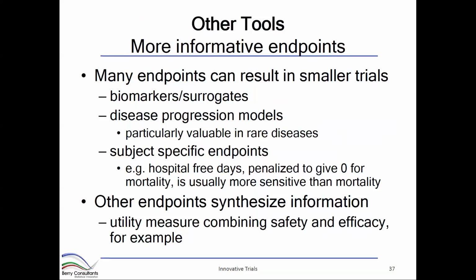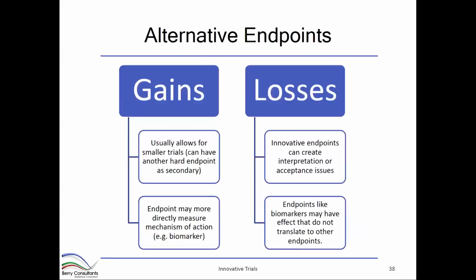There are also endpoints which synthesize information, utility measures which combine safety and efficacy, for example. All of these things are aimed at allowing for smaller trials. So we can have another hard endpoint as a secondary endpoint, but all of these are aimed at, can I get the answer with fewer subjects? The endpoint may also directly measure the mechanism of action. In a phase 2, we often use a biomarker because that's what we're interested in in phase 2.